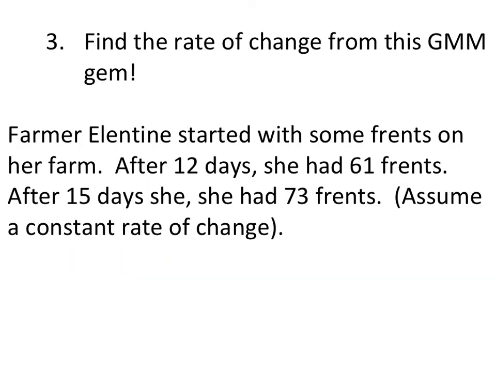Here's a word problem from Get More Math. Gotta love these. Farmer Ellentine with friends. Who knows what a friend is? I don't. Farmer Ellentine started with some friends on her farm. After 12 days, she had 61 friends. So I would call that an ordered pair: 12 days, 61 friends. After 15 days, she had 73 friends. Assume a constant rate of change.